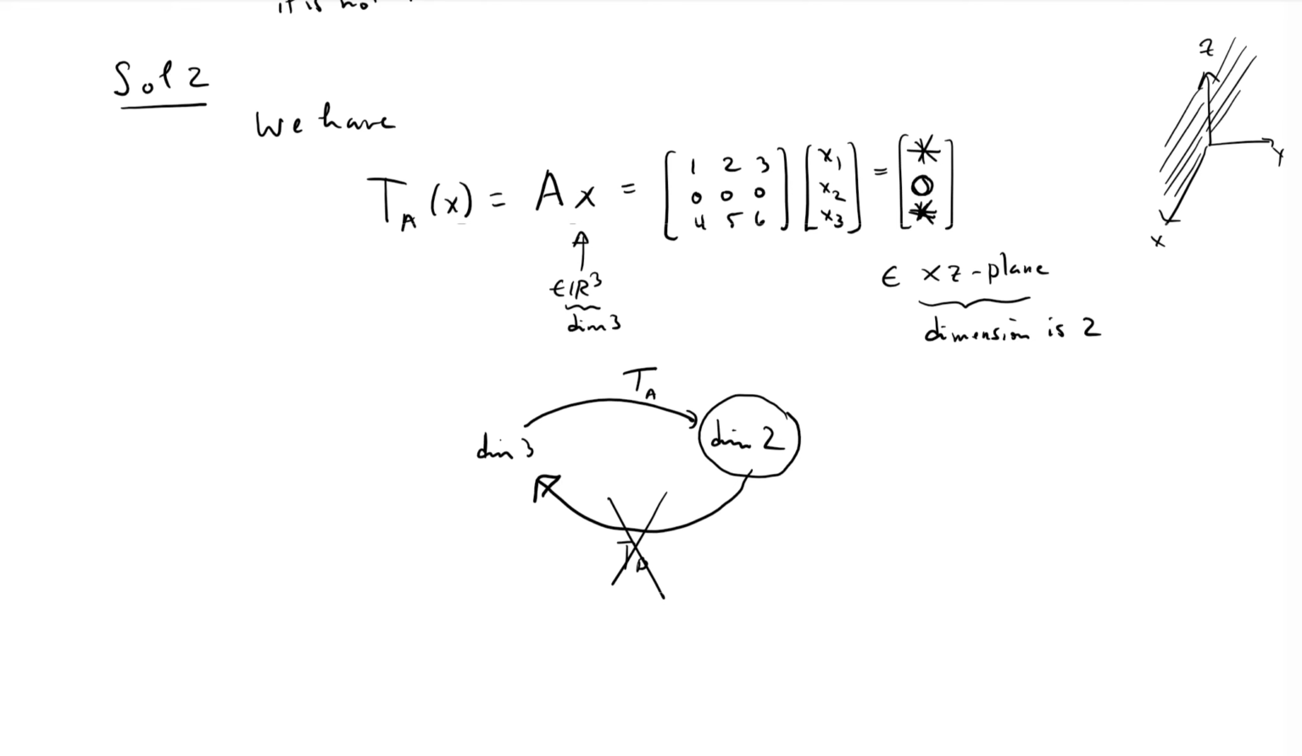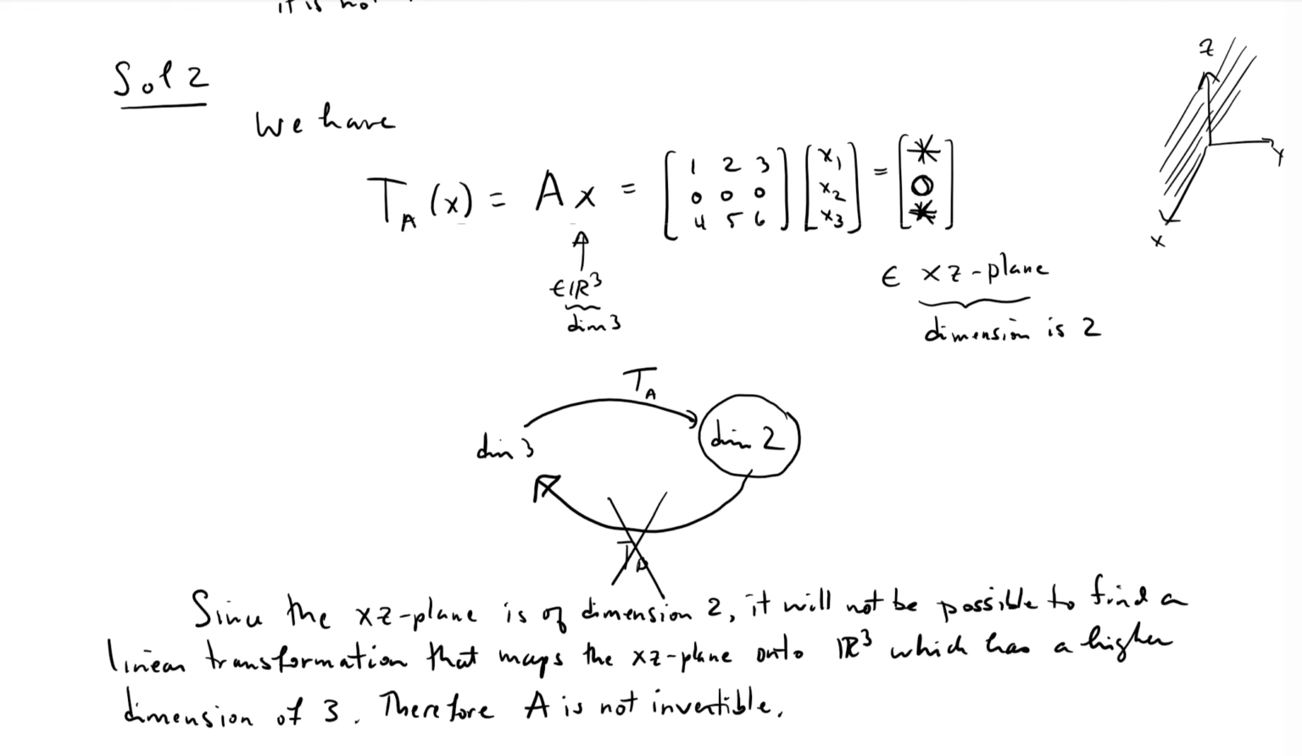So let's write this up. Since the xz plane is of dimension 2, it will not be possible to find a linear transformation that maps the xz plane onto R3, which has a higher dimension of 3. Therefore, A is not invertible. I know that's probably not something you could have come up with by yourself, or maybe you did. If you did, bravo. But I wanted to show you that there are other arguments based on geometry that are kind of nice once we know how to use linear transformations.